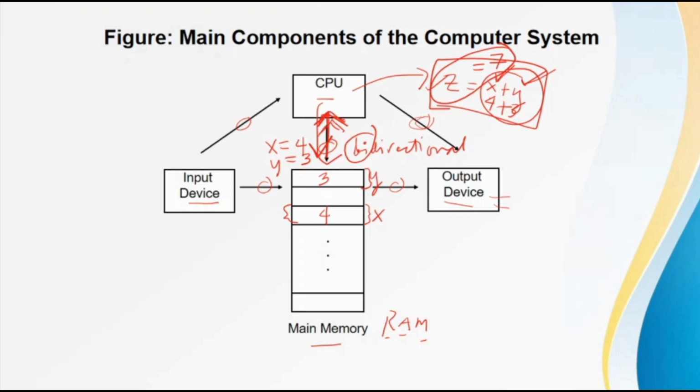Say for example, this is the memory location allocated for z, and therefore this value 7 will be transmitted or sent to the main memory at the location of z. So we'll have here 7. That's the reason why this arrow line here is bidirectional, because data could flow from the main memory to the CPU, and data could flow from the CPU back to the main memory for data storage.